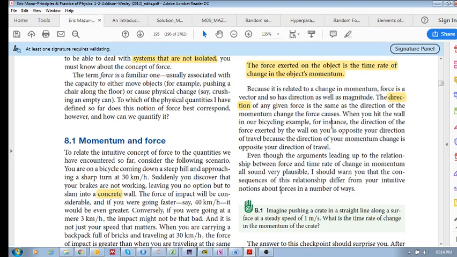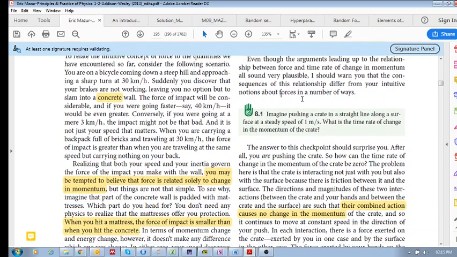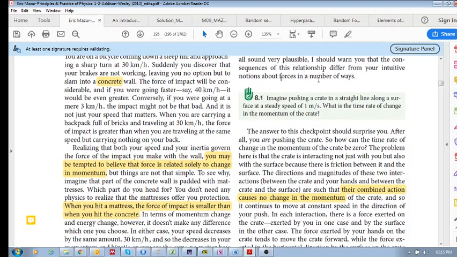Okay? Now, let's look at this example, and this will allow us to look at when multiple forces are acting on an object. So imagine pushing a crate in a straight line along a surface at a steady speed of 1 meter per second. What is the time rate of change in the momentum of the crate? What do you say here?